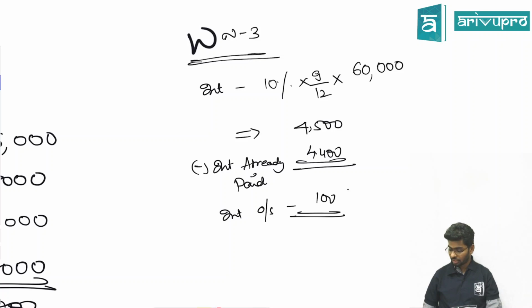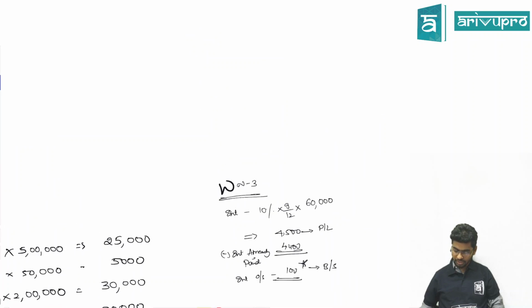Are you clear? Now put a star here. Why? Because I want you guys to understand two things. In this entire thing, what comes in P&L account and what comes in balance sheet? 100. Total of 4,500 comes in P&L account. But 100 outstanding. So 4,500 will get recorded in P&L, 100 will get recorded in the balance sheet. Are you clear? So this is my working note 3.